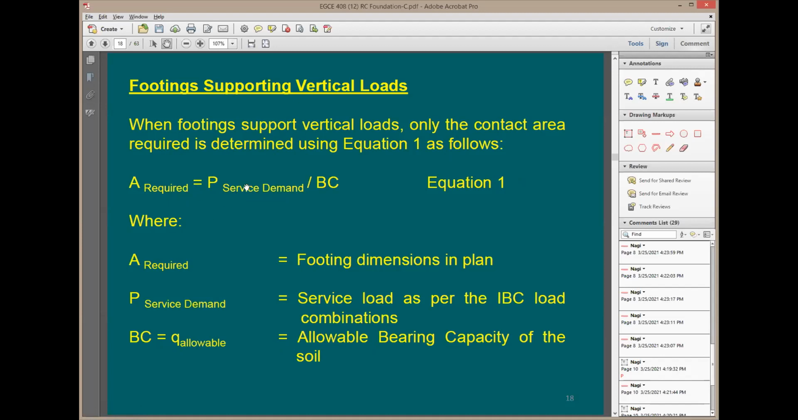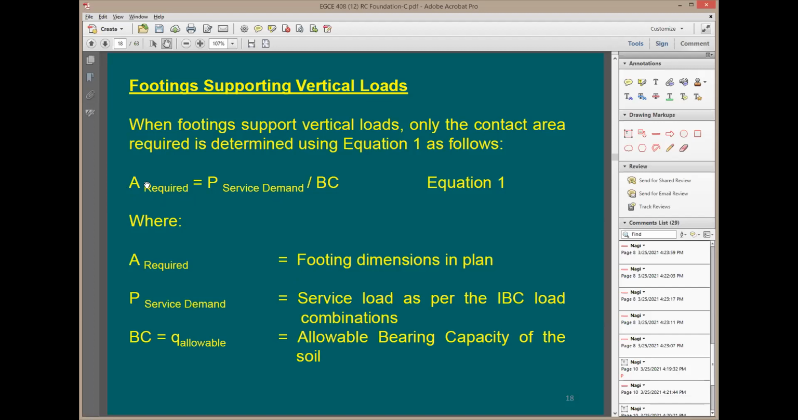This equation means that this pressure is going to be equal to the P load divided by the area. But here I'm trying to find out the area required for the footing. So I'm going to take the service demand divided by the allowable soil pressure, which I'm going to take from the geotechnical report or soils report. And with that, I'm going to have the minimum area that I need to use.